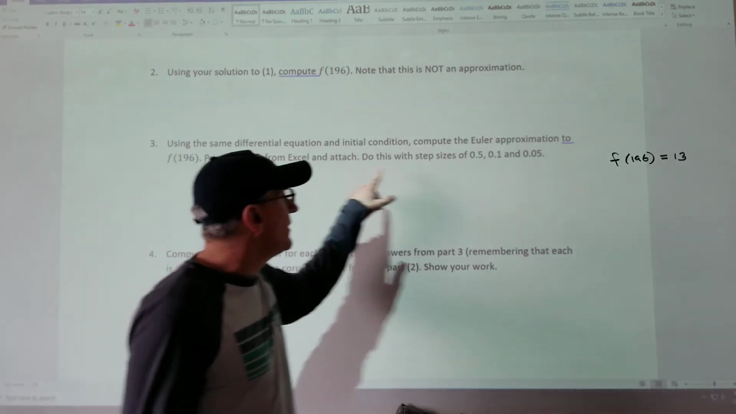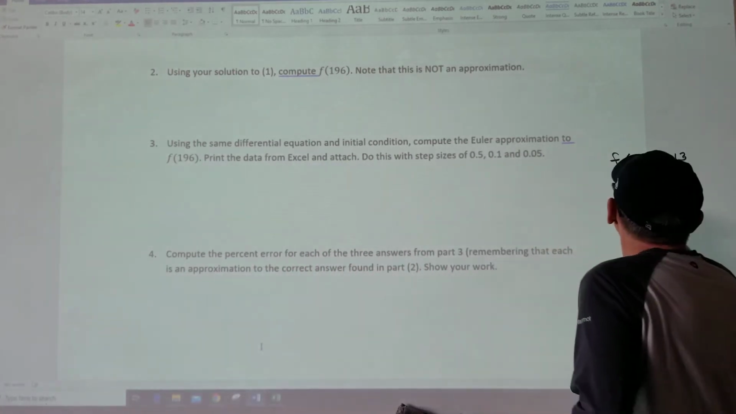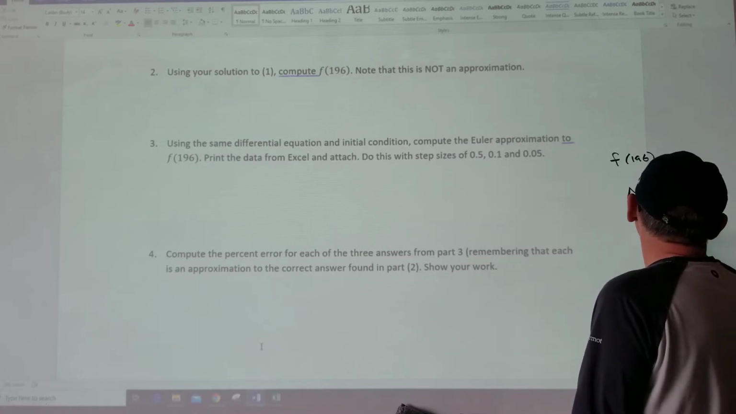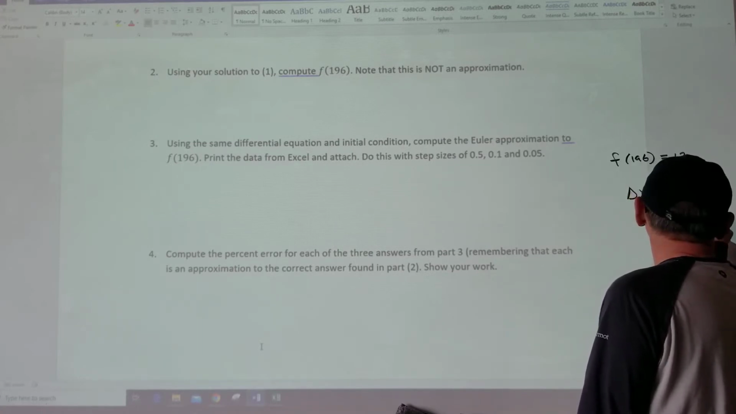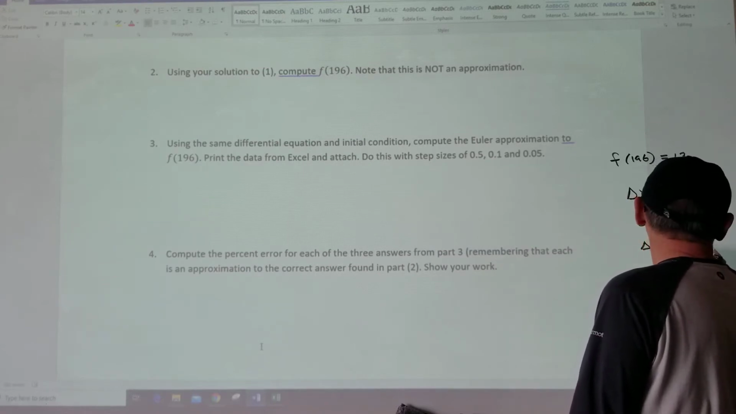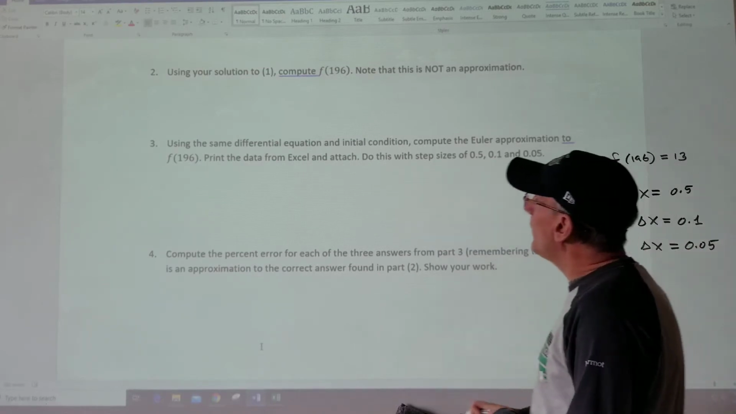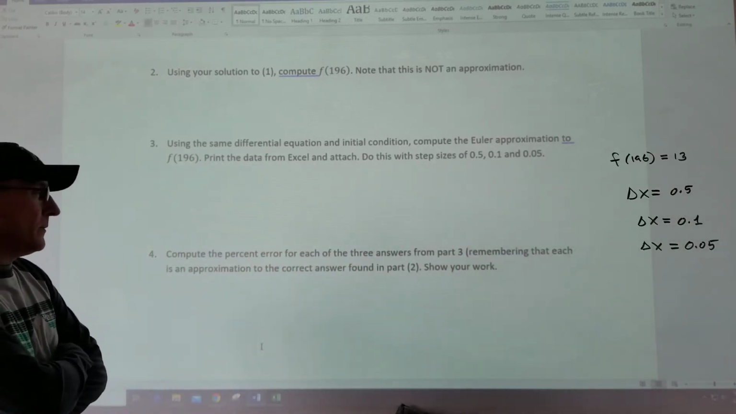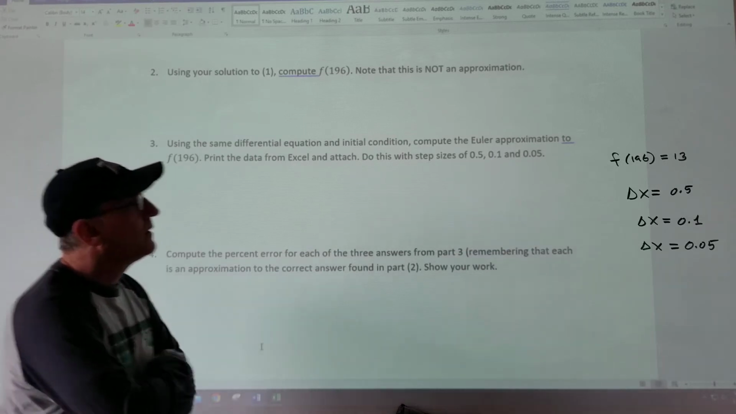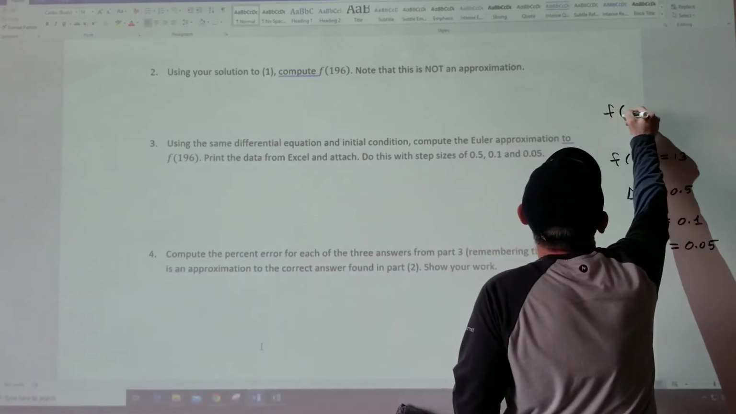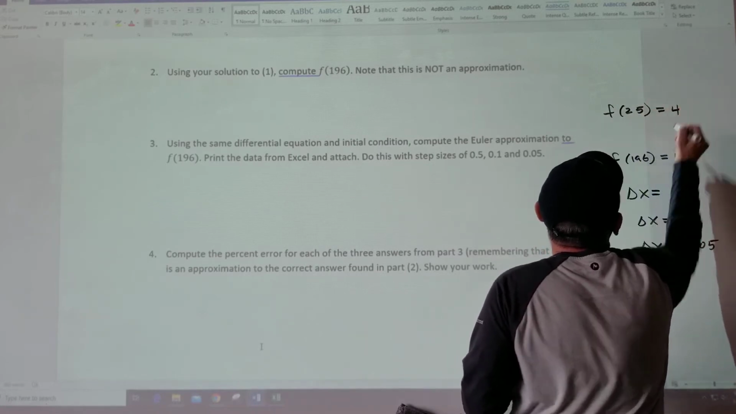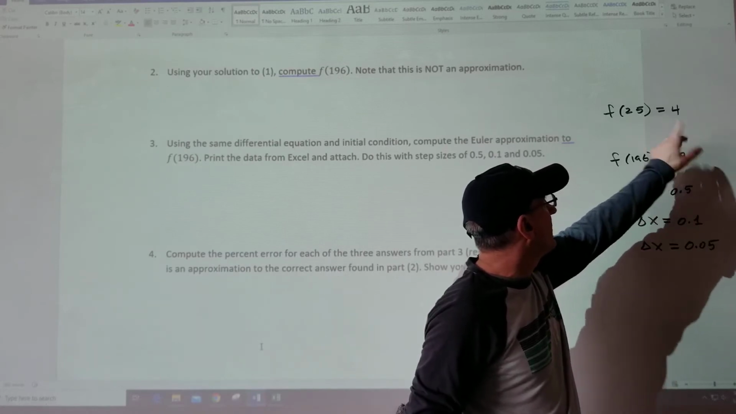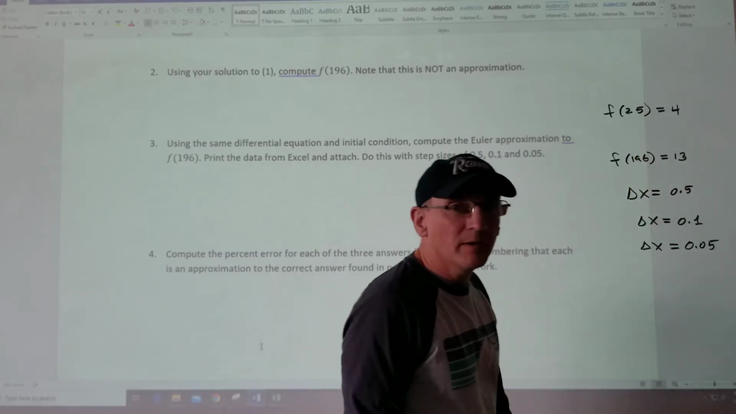We're supposed to do 3 of these with these 3 different steps. So delta x equals 0.5 on the one hand, and then delta x equals 0.1, and finally delta x equals 0.05. Now, one of the reasons we want to use technology for this is, do we remember what the initial condition was? It was f of 25 equals 4. And we're going to pretend for a minute that we didn't have a way to get to 13, and that we're going to approximate f of 196 with the Euler solution.